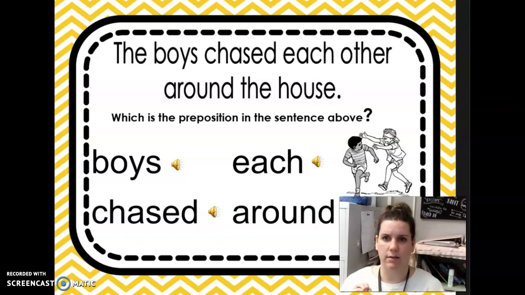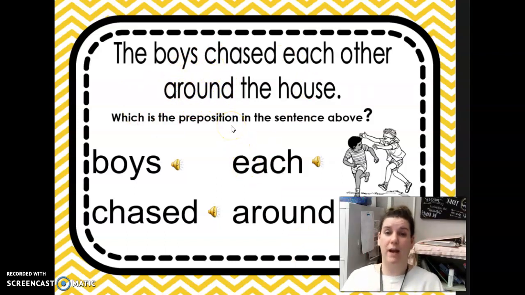How do they relate? You have boys and you have house, right? They're chasing each other around the house. Well, you can't use chase, right? Because that's their verb. So what are they in relation to the house? What are the boys doing in relation to the house? Around. Your preposition should be around. If you pick that one, good job.